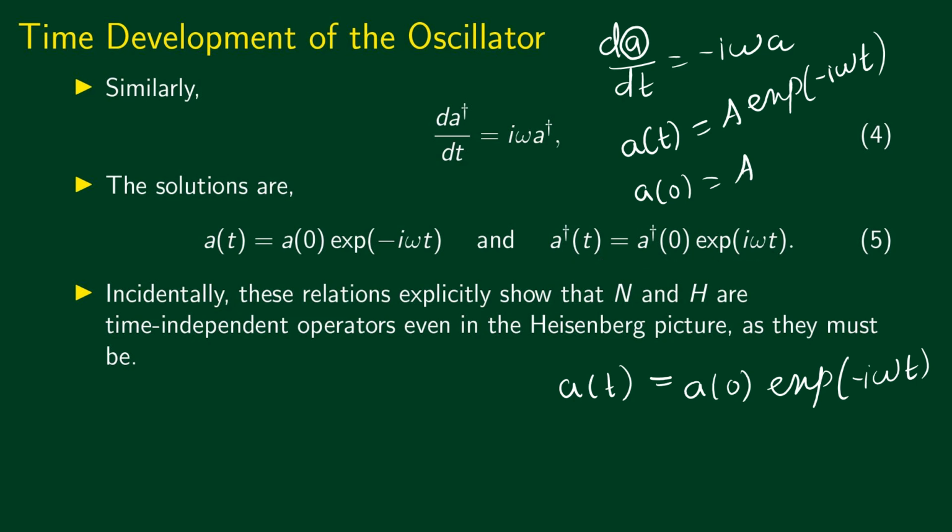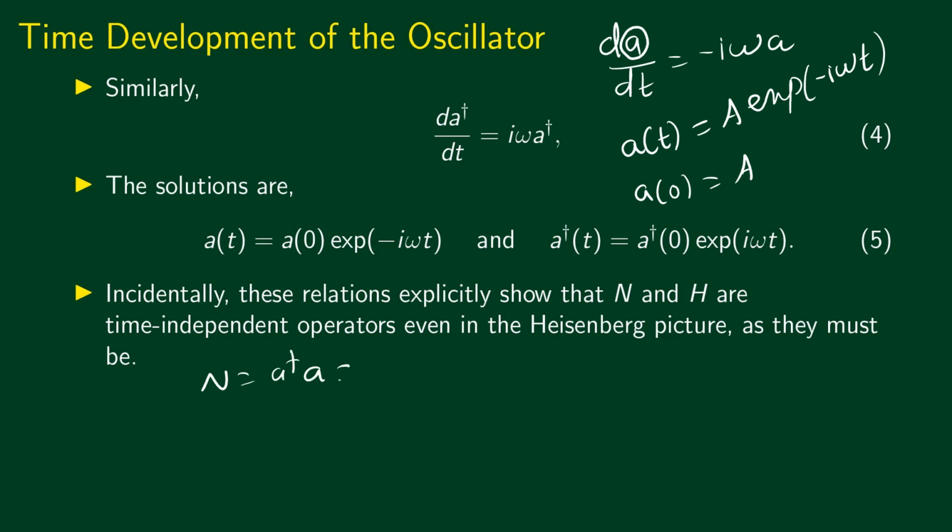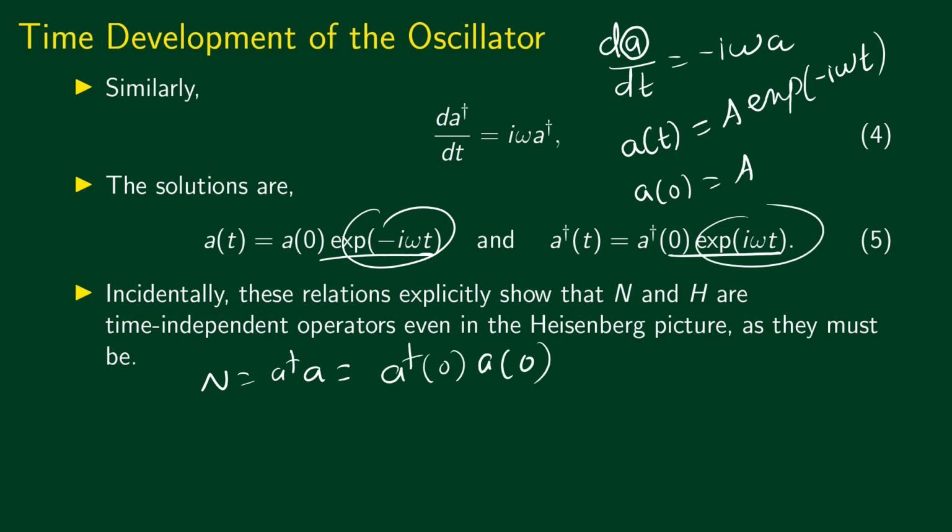Now if you look at this, you see that the number operator and the Hamiltonian must be time independent, because n is equal to a†a. If you multiply a† to a, this factor cancels and you have a†(0) multiplying a(0), which means that the number operator does not depend on time. So the Hamiltonian, which is written as ħω(n + half), is also time independent.